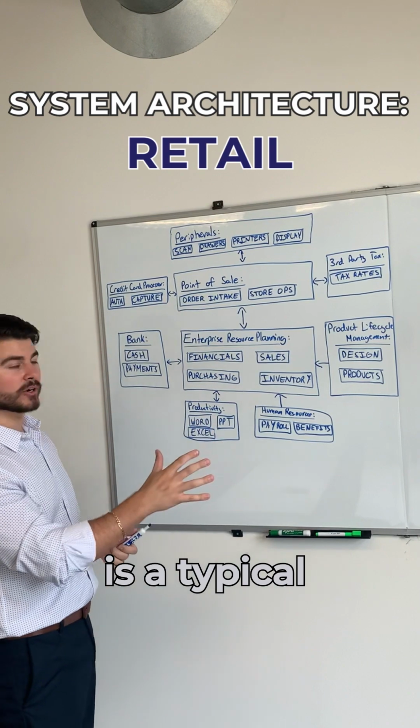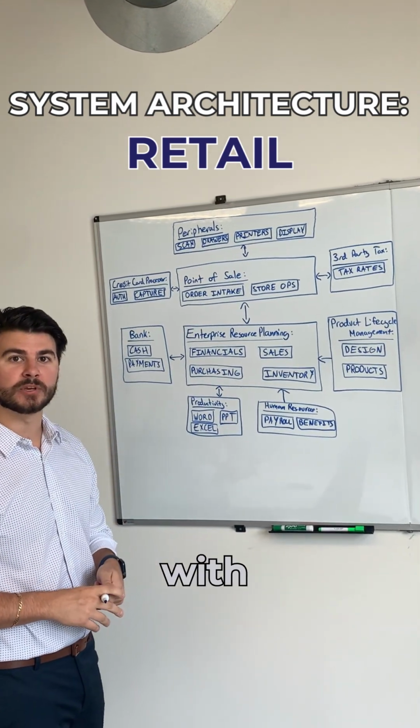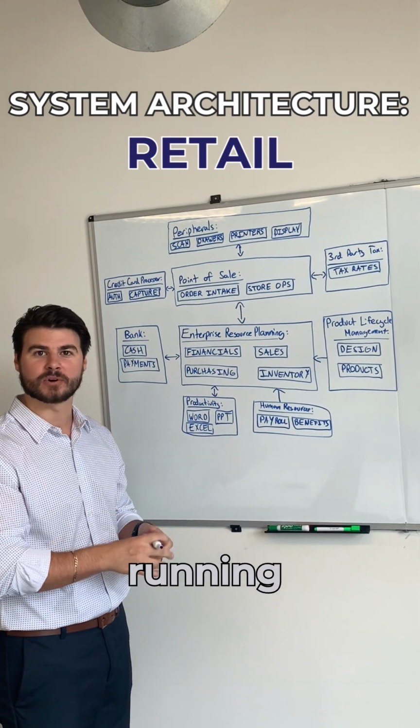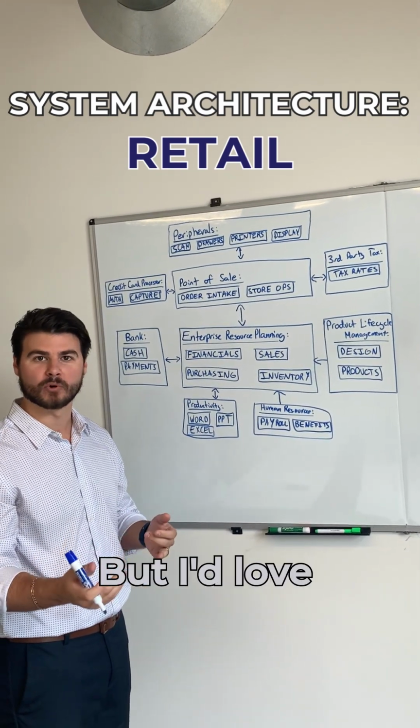So this is a typical system architecture that we see with retailers. There definitely is some other complexity that can be added, especially if running wholesale, like EDI or a CRM.